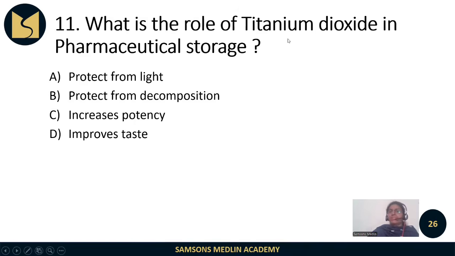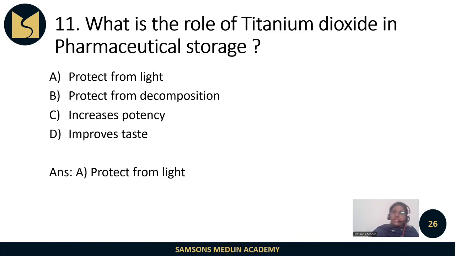What is the role of titanium dioxide in pharmaceutical storage? Protect from light, protect from decomposition, increases potency, and improves taste. Answer is option A, protect from the light.